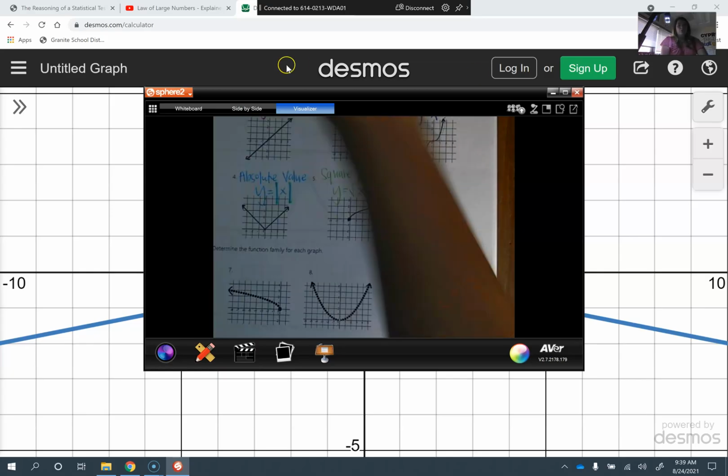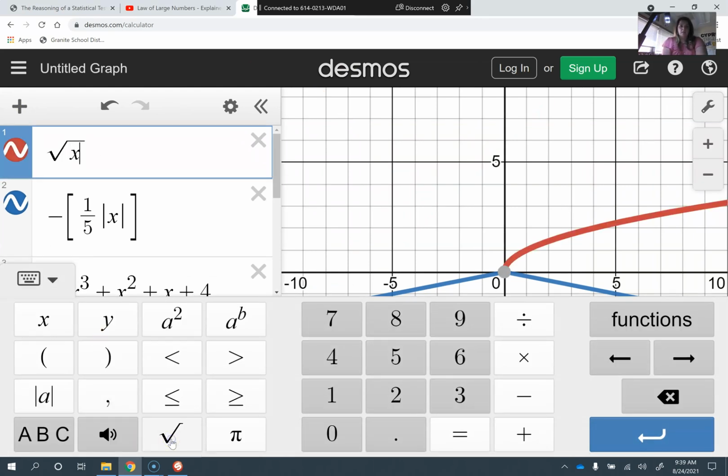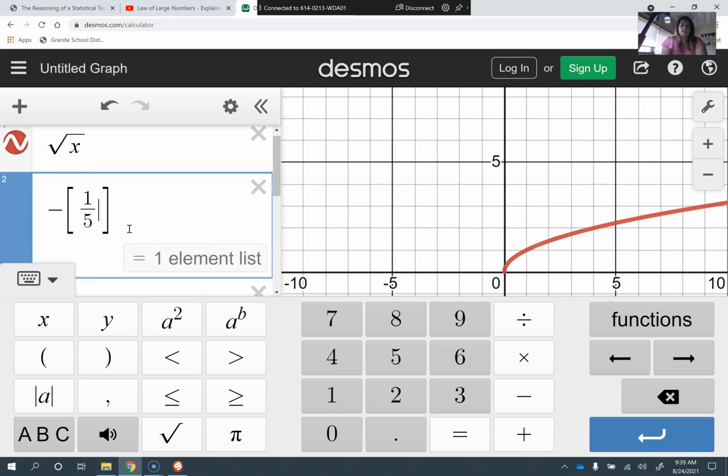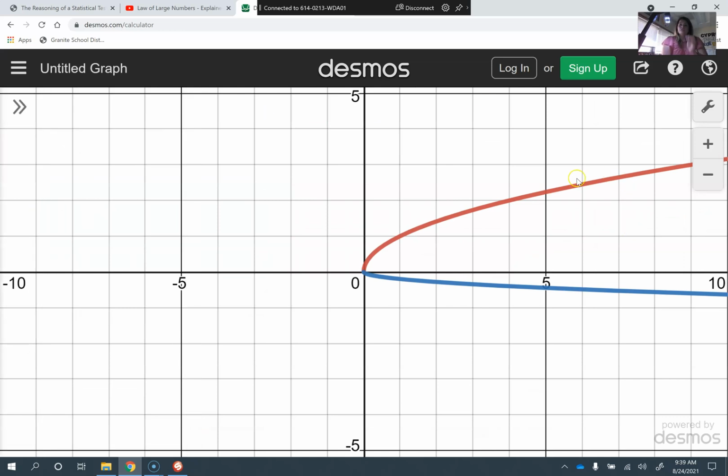If I went through and changed all of these things again, I can change what that parent function looks like. So the red one is the parent, and then the blue one has been reflected and then smushed down. It doesn't shoot as high. It's a lot lower than the red one.